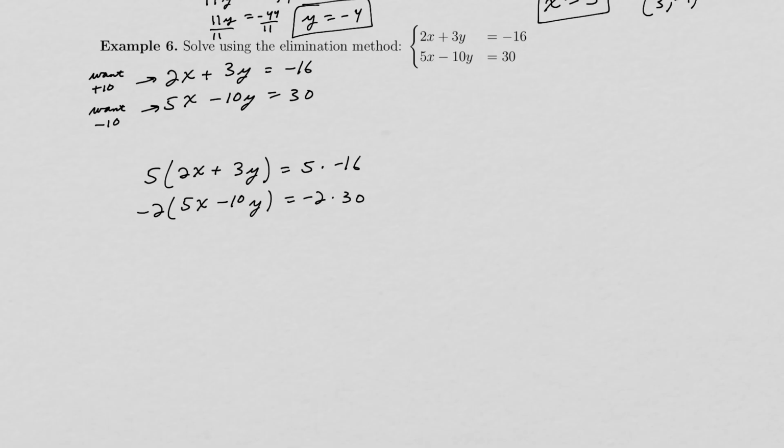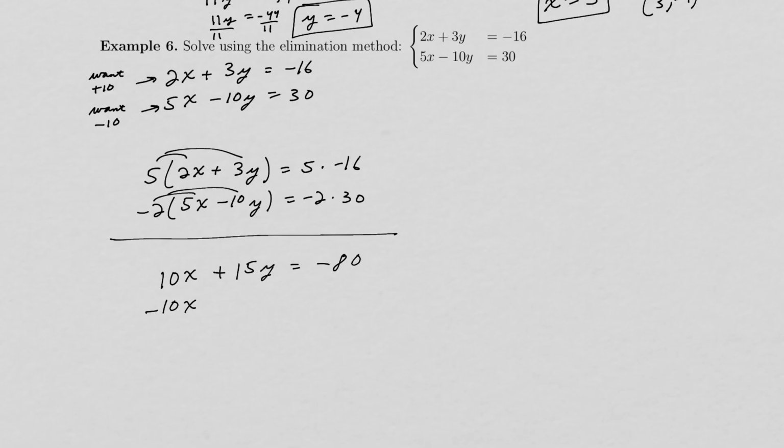Okay, so if I distribute the 5, distribute the negative 2, I'm going to have this. Let me do the first one first. So I have 10x, that was my goal, right, to get a 10 there, plus 15y is equal to 5 times 16, what, is 80, so negative 80. And in the second one, I have negative 2 times 5x is negative 10x. Great, that's what I wanted. Negative 2 times negative 10y is positive 20y is equal to negative 2 times 30 was negative 60.